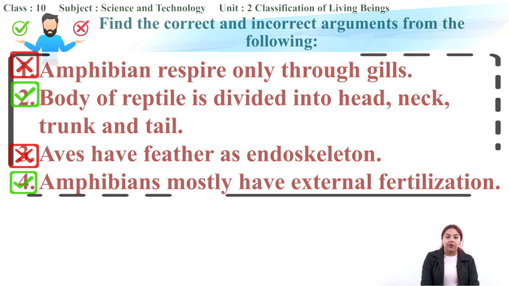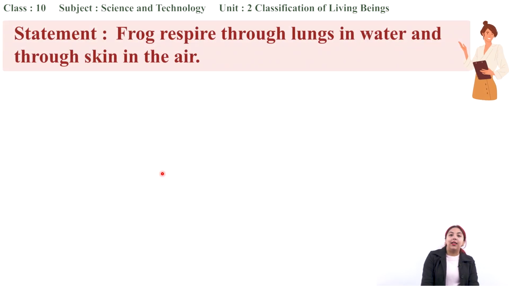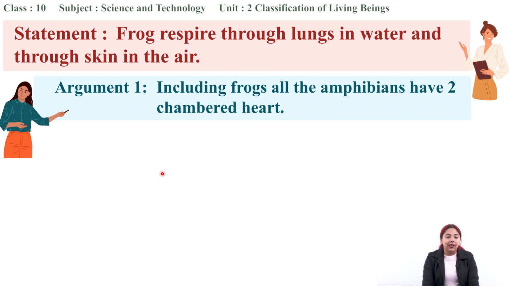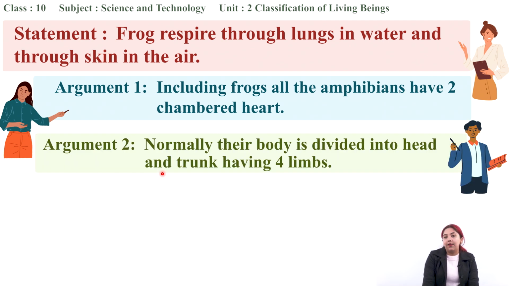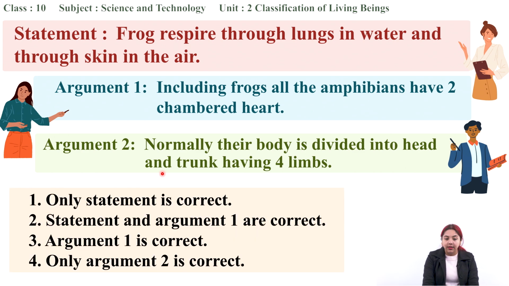Now I have a last question for you guys. I have a statement and 2 arguments from 2 different people. Now let's see whom among those 3 are correct. The first statement given by this person is, frogs respire through lungs in water and through skin in air. Another person gave the first argument: including frogs, all the amphibians have a 2-chambered heart. And another person gave another argument: normally their body is divided into head and trunk, having 4 limbs. Now, whom among them are correct?